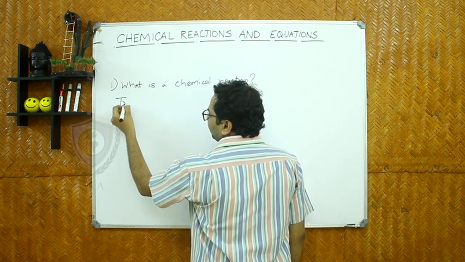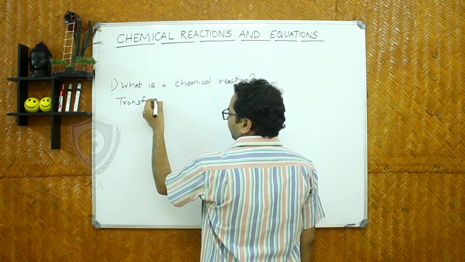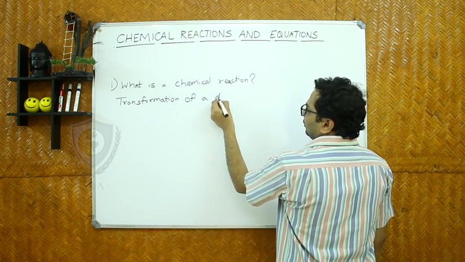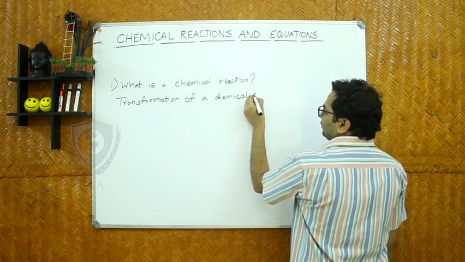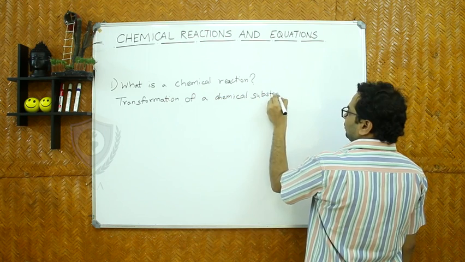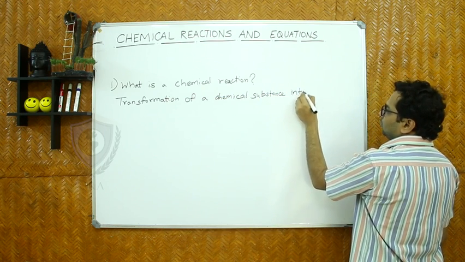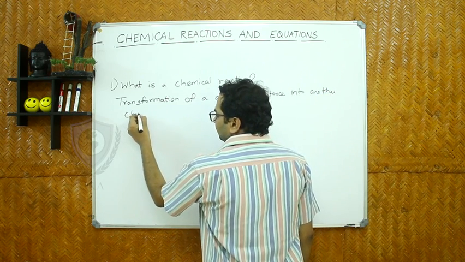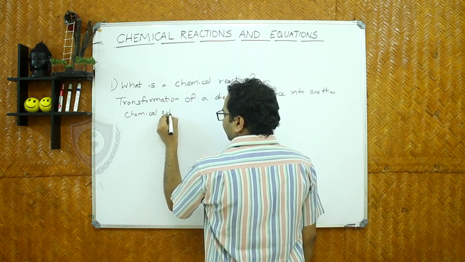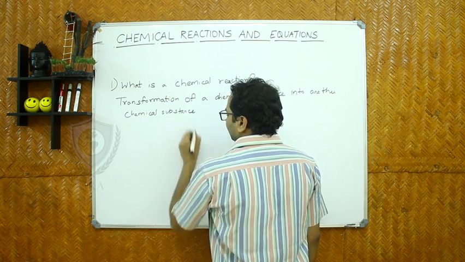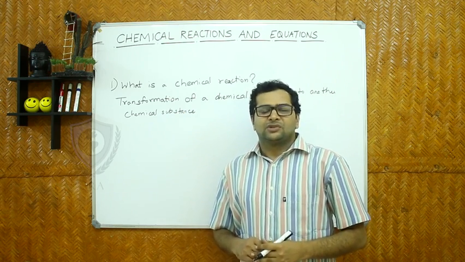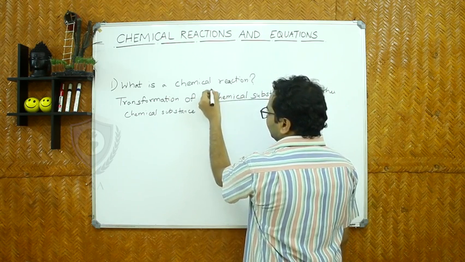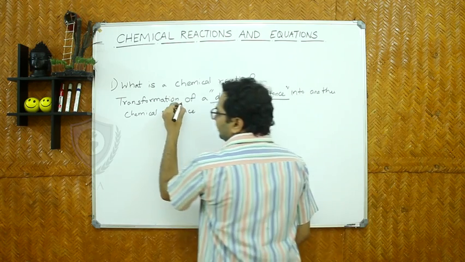So it's called transformation of a chemical substance into another chemical substance. So let's underline the key terms in this definition. The first key term is chemical substance and the second key term is transformation.